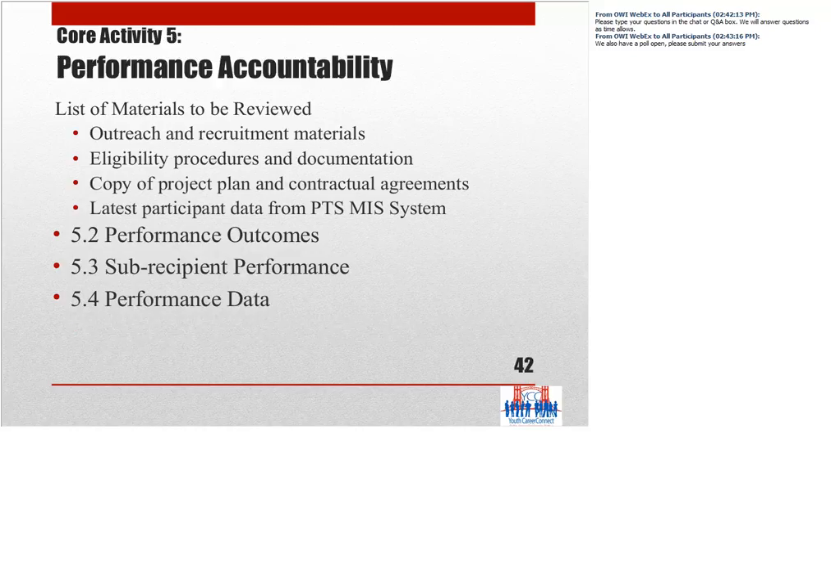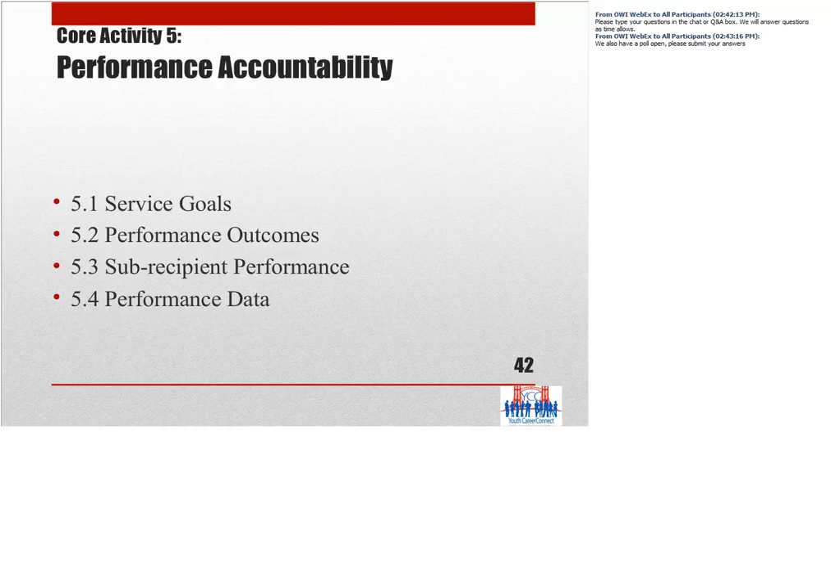Okay, moving on. Core activity 5 is performance accountability, and it addresses the grantee's progress in meeting service level and expenditure goals, meeting performance outcome goals, and managing subrecipient and contractor performance, and also using performance data for continuous performance improvement. And these are the 4 elements that we will be looking at.